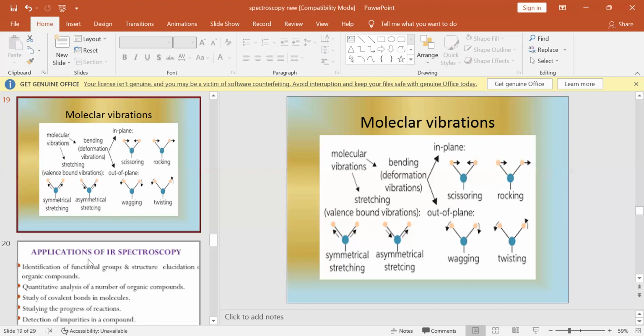Like that we can calculate for other molecules also. We will check whether it is linear or non-linear, and apply the formula accordingly.